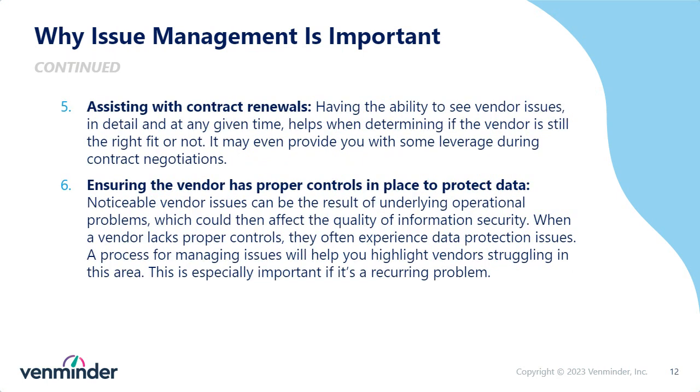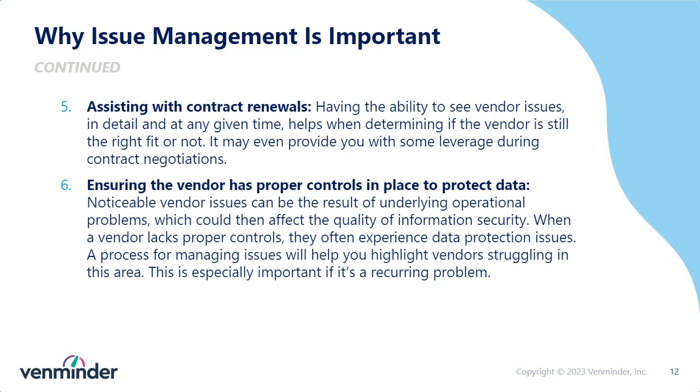Number 5, assisting with contract renewal. So let's say your contract's up for renewal. If you haven't properly managed and tracked issues that have come up during the life of that contract, you may be missing out on an important opportunity to renegotiate the contract, to tighten SLAs, to increase those penalties, or create some other kind of leverage to make sure that the issues do not occur, or if they do, that the penalties are more severe.